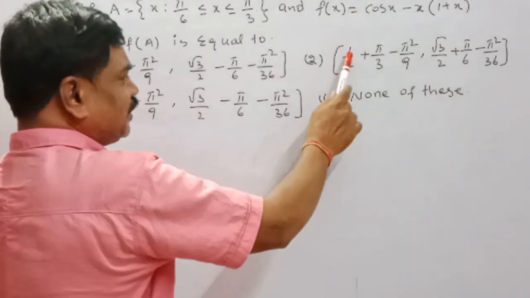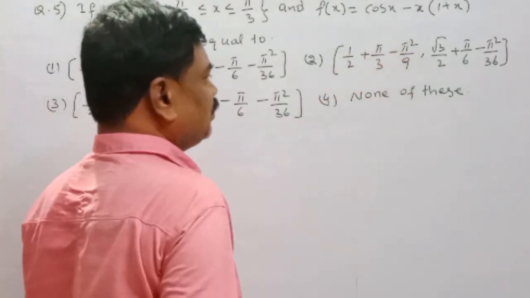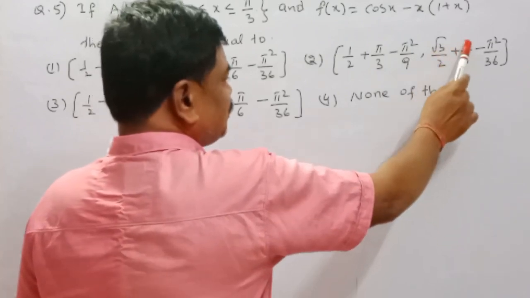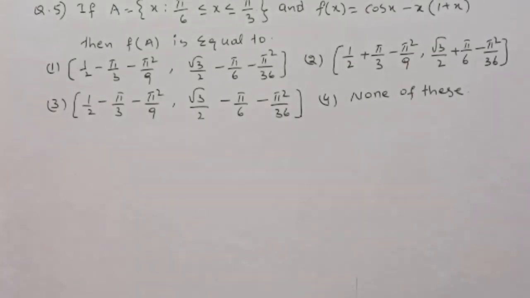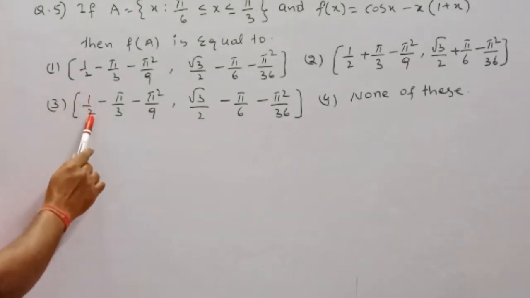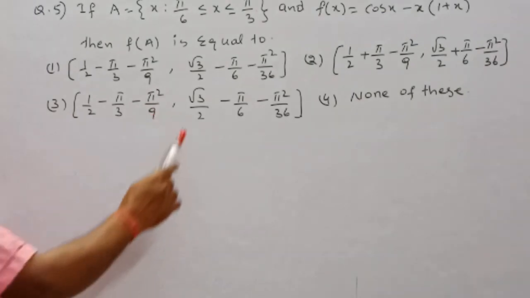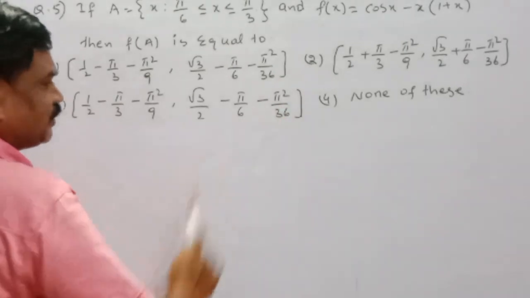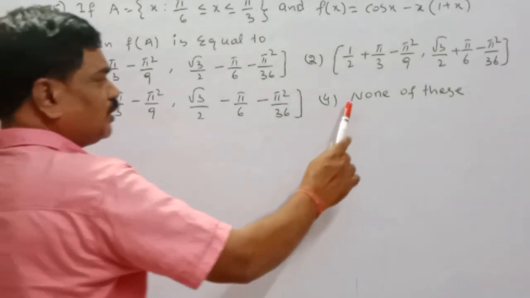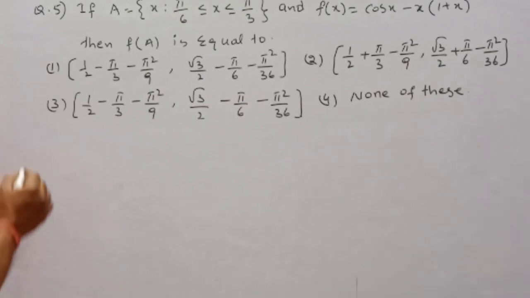Second option, closed interval [1/2 plus pi/3 minus pi square by 9, root 3 by 2 plus pi by 6 minus pi square by 36]. Option 3, closed interval [1/2 minus pi/3 minus pi square by 9, root 3 by 2 minus pi by 6 minus pi square by 36]. Option 4, none of these. Okay, here given.